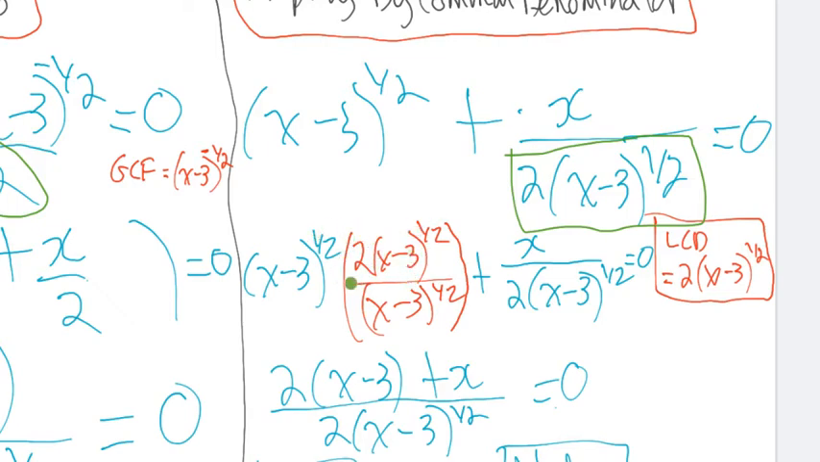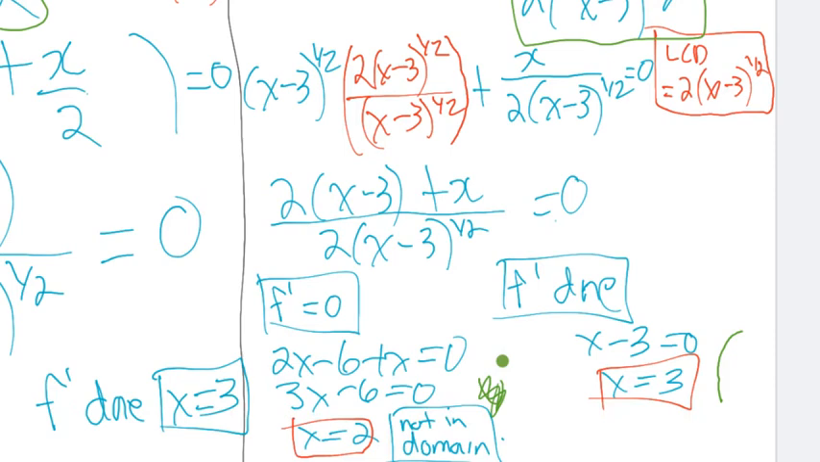And then I've got the 2 in there as well, of course. So really what I've got is two groups of x minus 3 plus this x over here, and then I have a common denominator. And so what I can do now is solve this equation. So that's going to be 2 times x added to 2 times negative 3. So that's 2x minus 6 plus this x here. That becomes 3x minus 6 equals 0, x equals 2. And again, we said that's not in the domain.